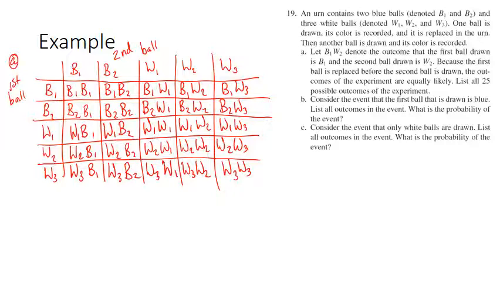Okay, so that is all 25 outcomes right there. And so let's go ahead and do part B. Part B, consider the event that the first ball drawn is blue. List all outcomes in the event. What is the probability of the event?